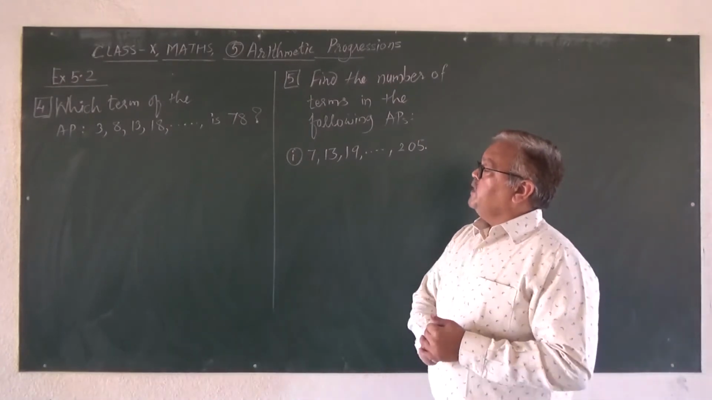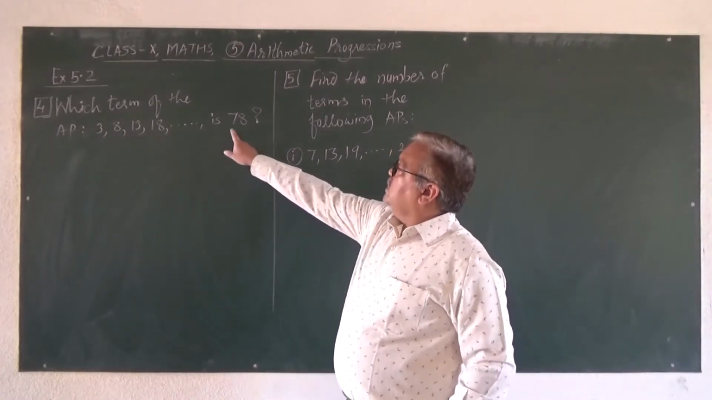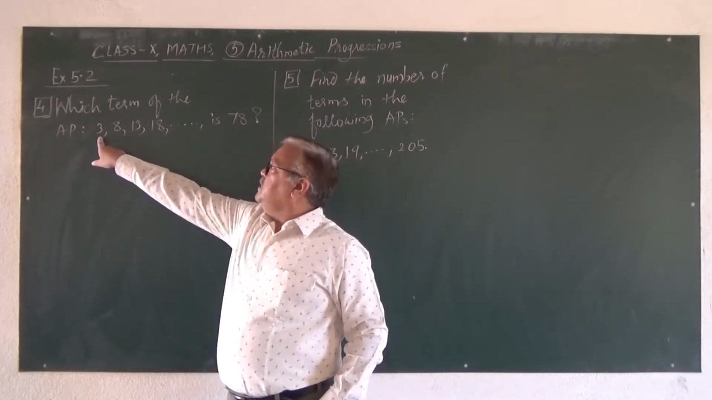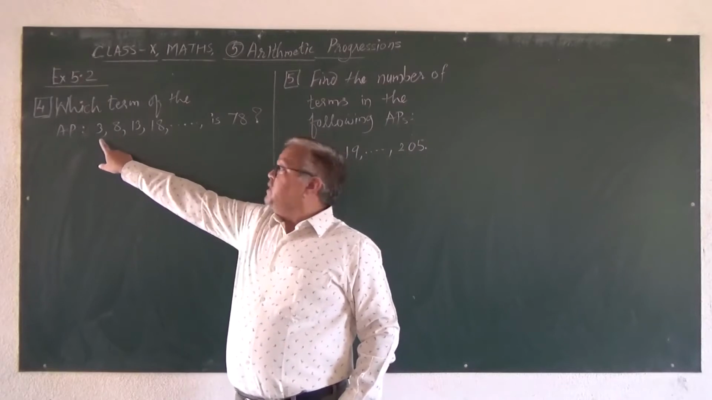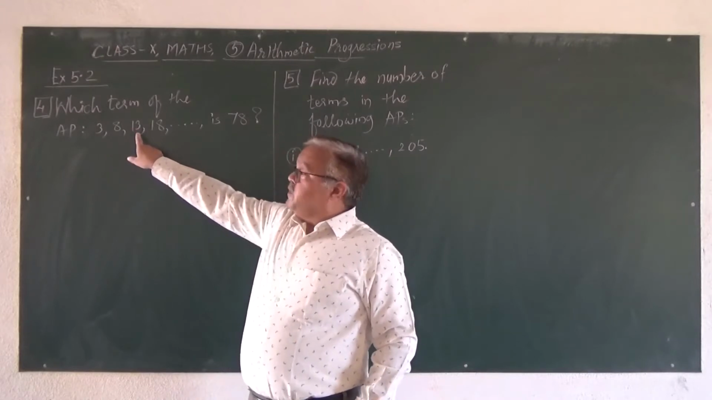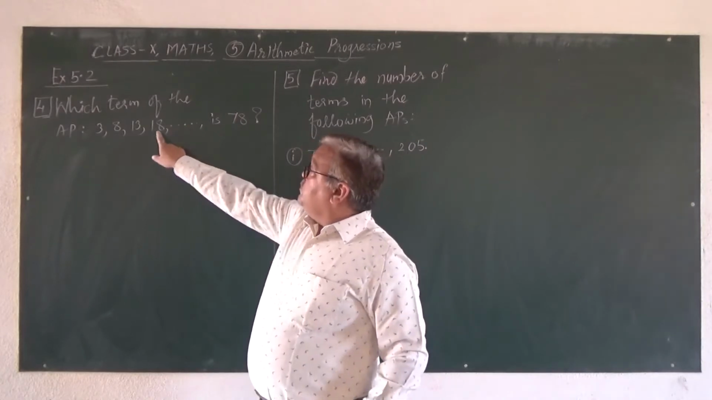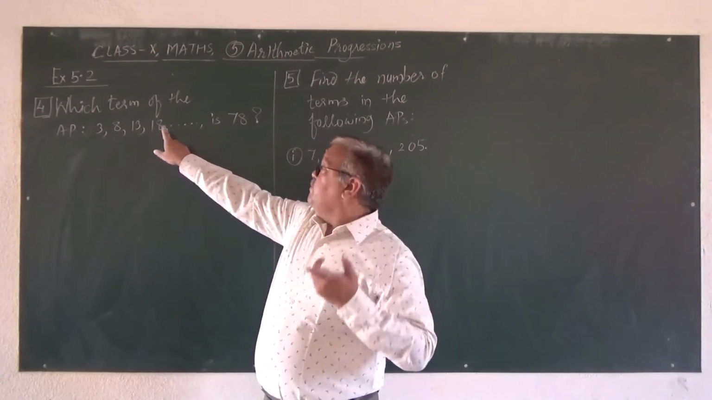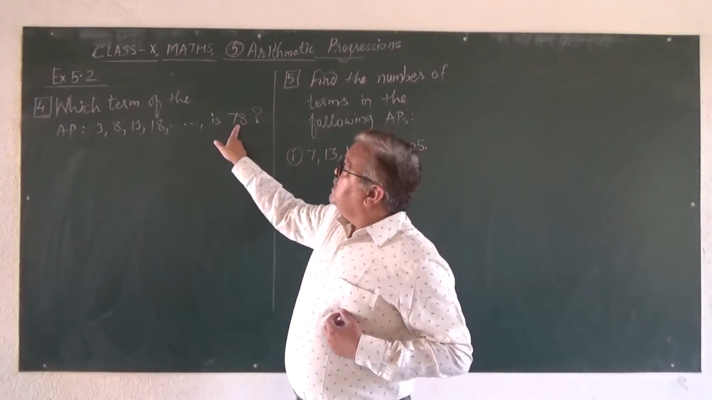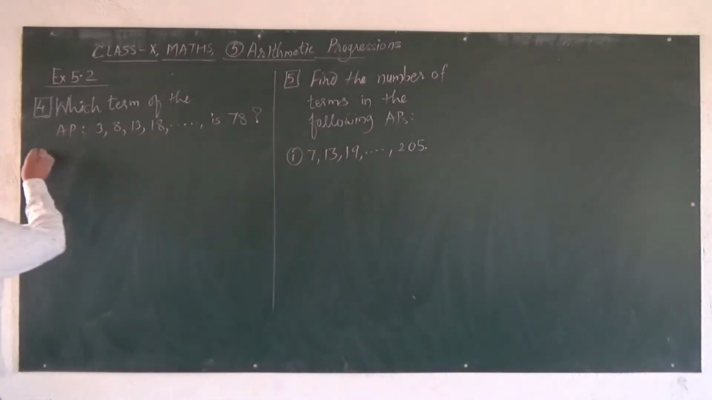Which term of the AP 3, 8, 13, 18, and so on is 78? What is the meaning here? The value of the first term is 3, the second term is 8, the third term is 13, and the fourth term is 18. Then which term will be 78? Here 78 is the last term given. Now we can use the formula. Let us see how to solve.